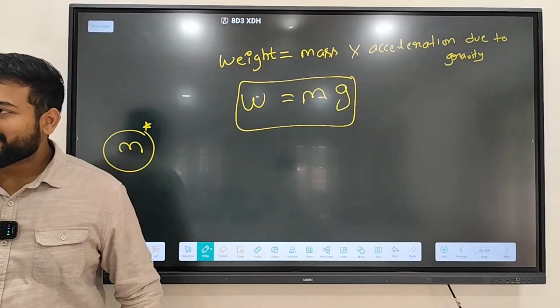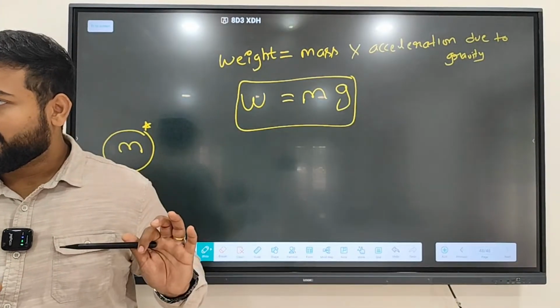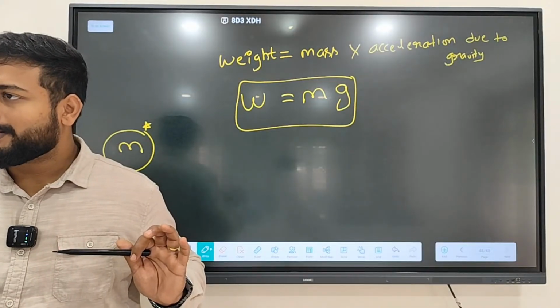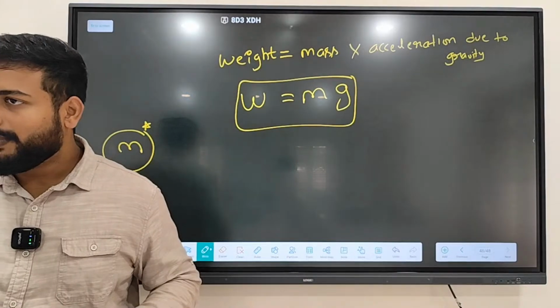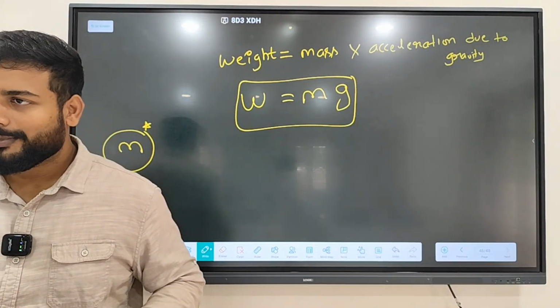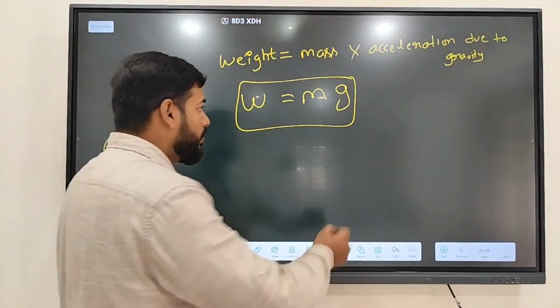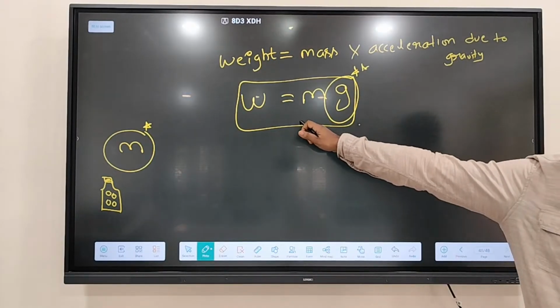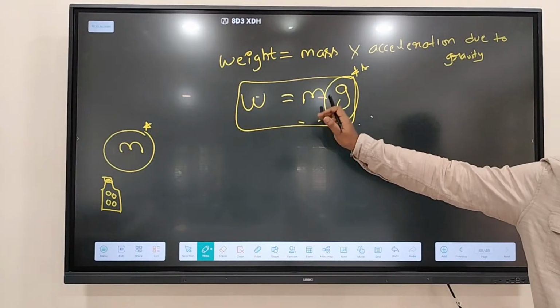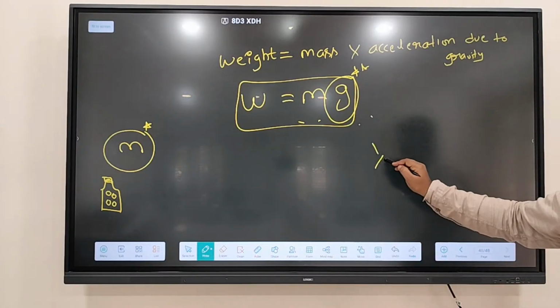In an examination, they have asked about Neil Armstrong. Who is Neil Armstrong? The first person to step on the moon, right? When Neil Armstrong stepped on the moon, what happened? Mass remained constant, weight changed. Mass is constant, mass will not change. Mass will be the constant factor. Weight will change because the acceleration due to gravity, this gravitational factor, will change. If the gravitational force is more, weight will be more. If the gravitational force is less, weight will be less. For example, compared to the gravitational pull of Earth, the gravitational pull on the Moon is only 1/6 of that of Earth.